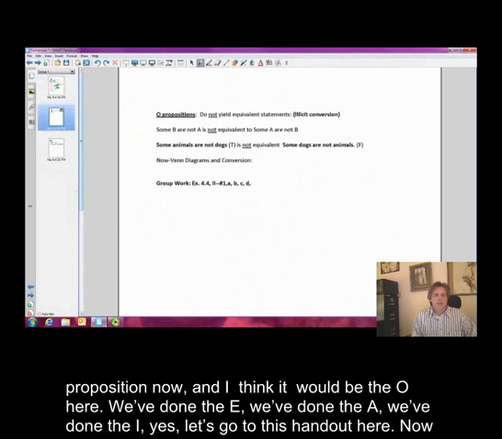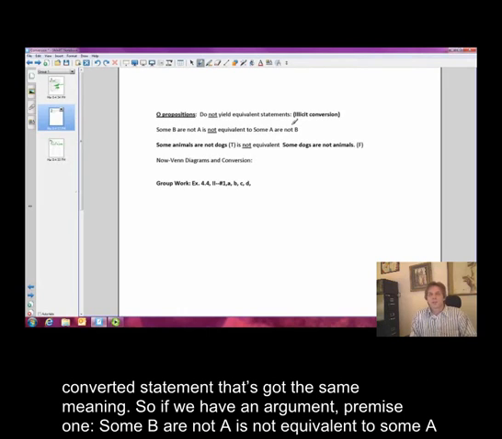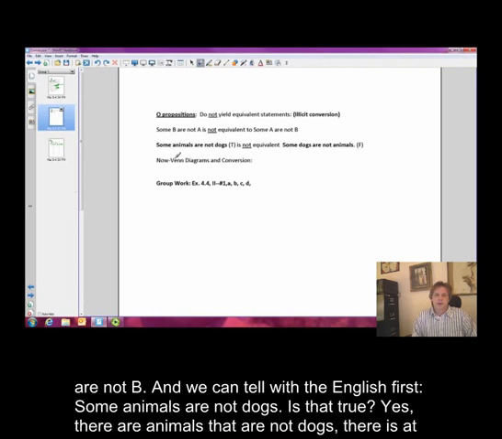Yes, let's go to this handout here. Okay, now we have the O. The O does not yield equivalent statements. Conversion doesn't work in producing a converted statement that has the same meaning. And so if we have an argument, premise 1, some B are not A, is not equivalent to some A are not B. Okay? And we can tell with the English first, some animals are not dogs. Is that true? Yeah.